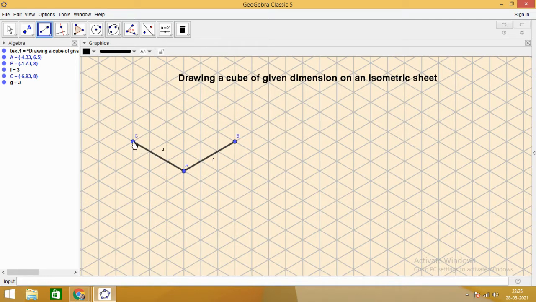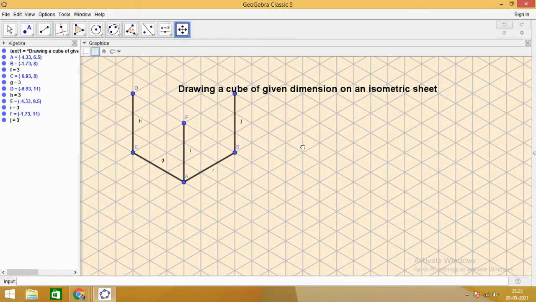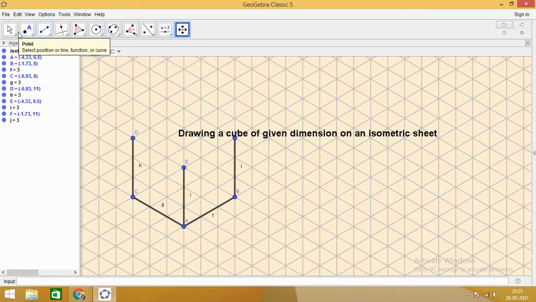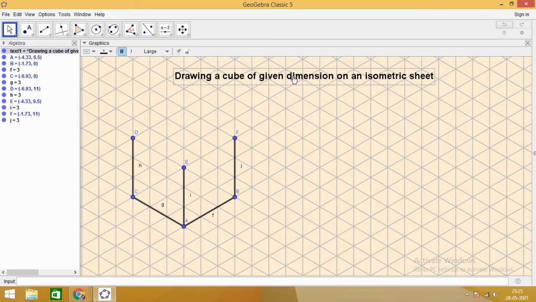Now from point C, we will go vertically up 3 units, 1, 2, 3. Similarly, from point A, we will go vertically up 1, 2, 3 units, and then from point B, we will go vertically up 1, 2, 3 units, and here we can bring this down, and then this also we can drag a little higher. Okay, so let us complete this.